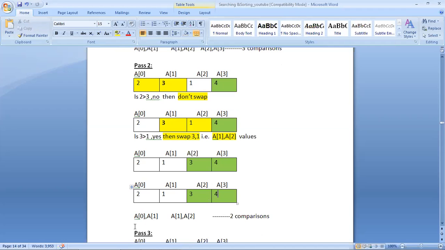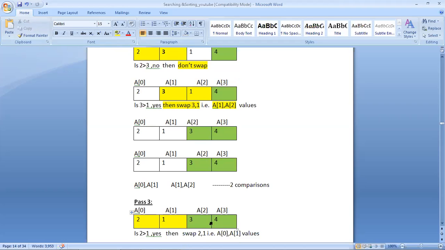Now we made comparisons between the first and second elements and between the second and third elements, that is two pairs. So we made two comparisons. We avoided the comparison of the last adjacent pair of elements. That is not required. Why? Because those elements are already in sorted order after pass 2.